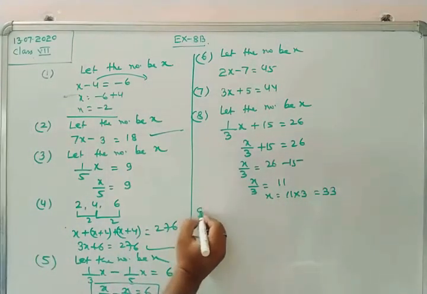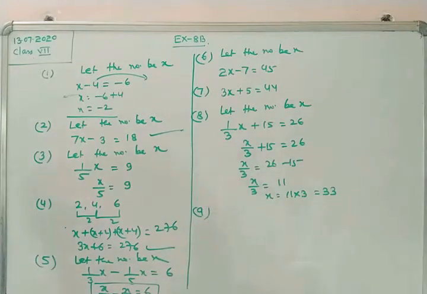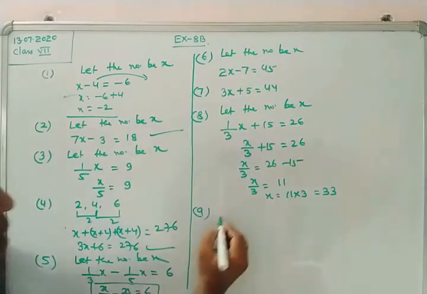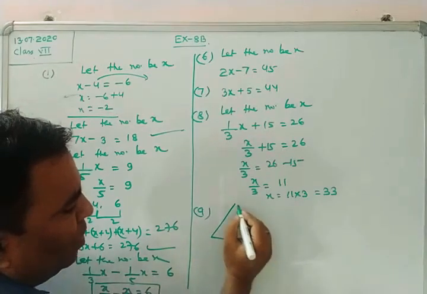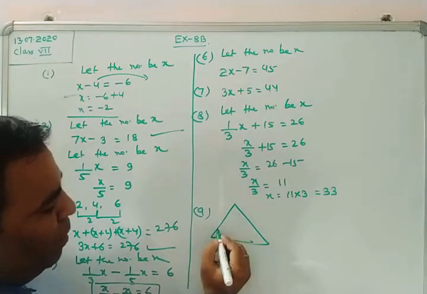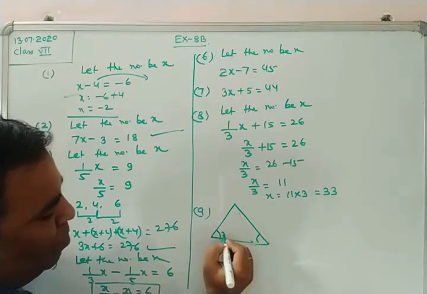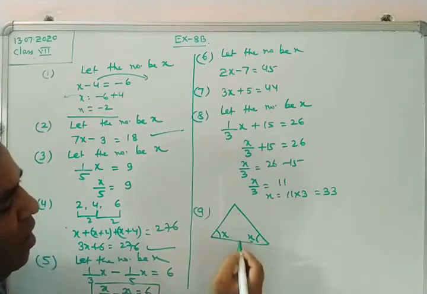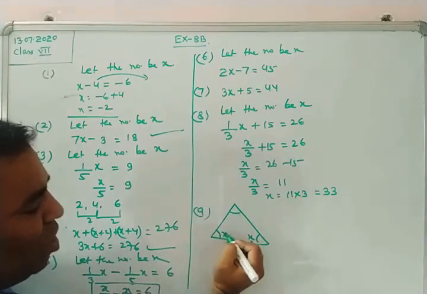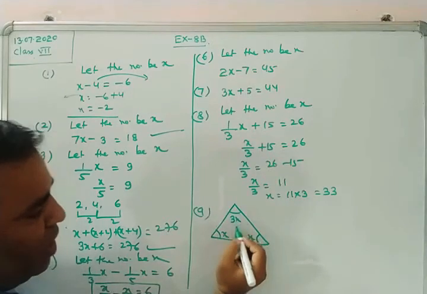Question number 9. In an isosceles triangle, base angles are equal. The vertex angle is thrice. Okay. What is the question number 9? Let us understand. Suppose this is an isosceles triangle, base angles are same. Suppose it is x, this is also x. Vertex angle is given thrice of the base angle, that means 3x.